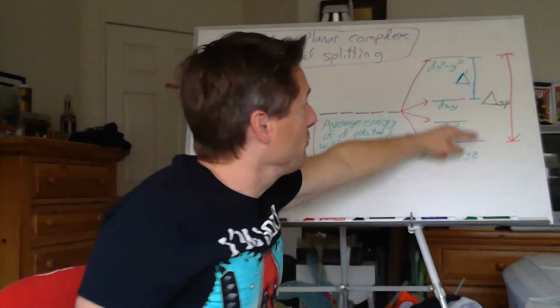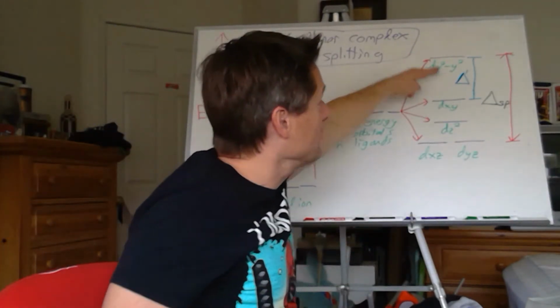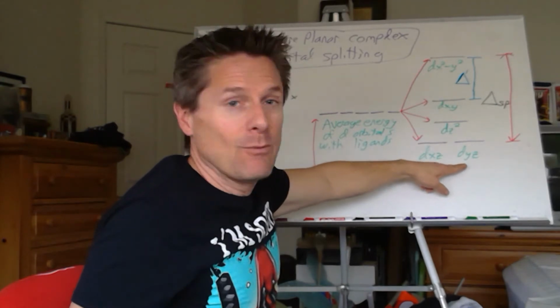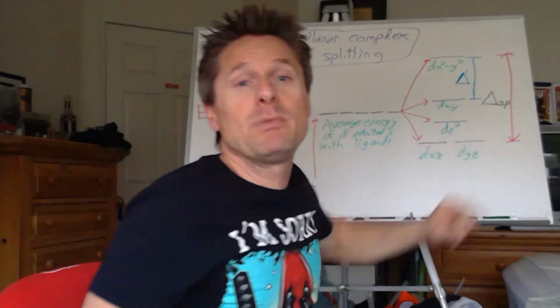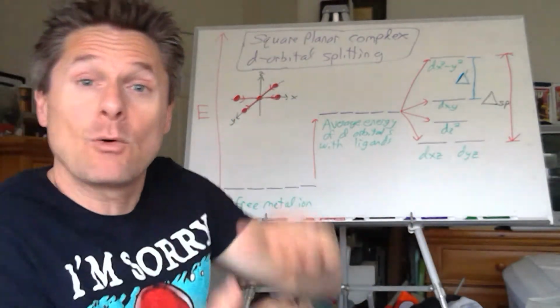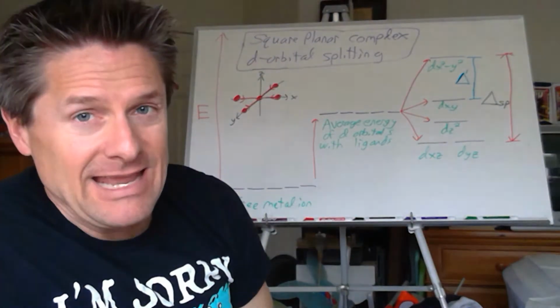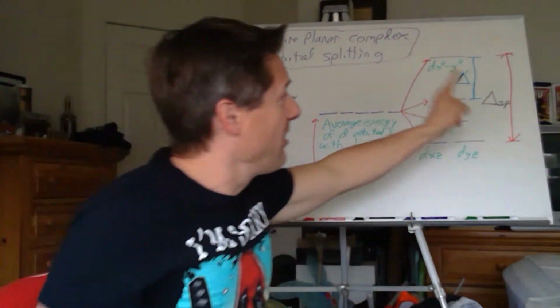The overall splitting between the dx squared minus y squared all the way down to the dxz, dyz, that huge thing, that is the crystal field splitting for square planar. We're going to see that's quite a bit bigger than the octahedron. But we're not concerned about that value.